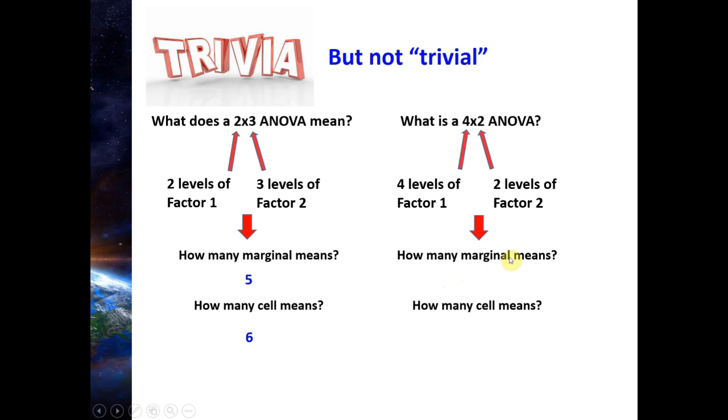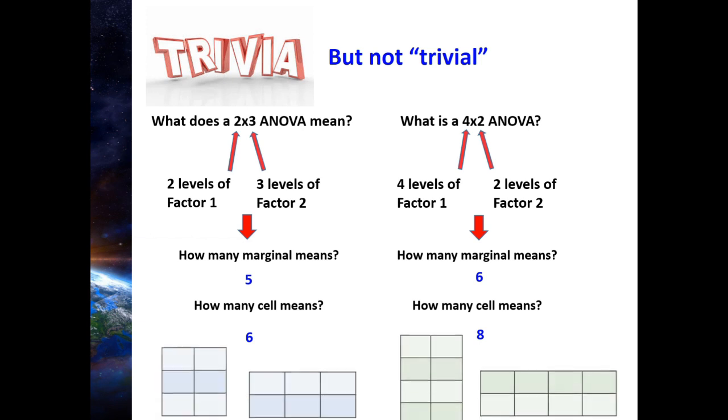So again, how many marginal means? There's 4 levels of factor 1. That means 4 marginal means here. 2 levels of factor 2. So that means 2 marginal means here. Add them together and you get 6 marginal means total. How do we find the number of cell means? Don't add them this time. This time you're going to multiply them together, and that will tell you how many treatment combinations or cell means, and here we can see that there's 8. Now it's time for the visuals.